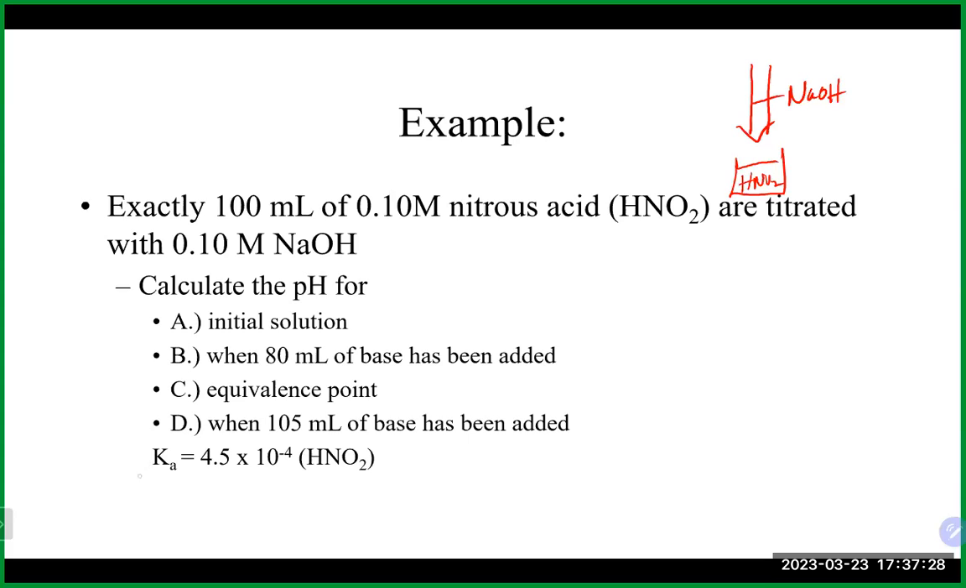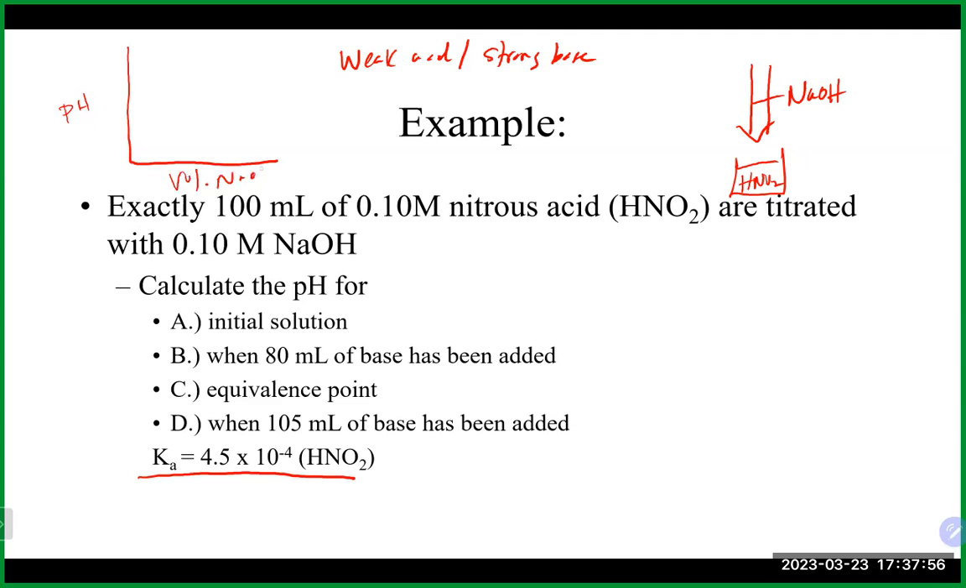We also see a Ka value for nitrous acid, which tells us it is a weak acid. So we are looking at a weak acid, strong base titration. Knowing that is helpful, as we talked about, because you should be able to understand what's going on, what type of titration or calculation you're doing. We should end up with a curve that will look something like this, perhaps, and our equivalence point there.